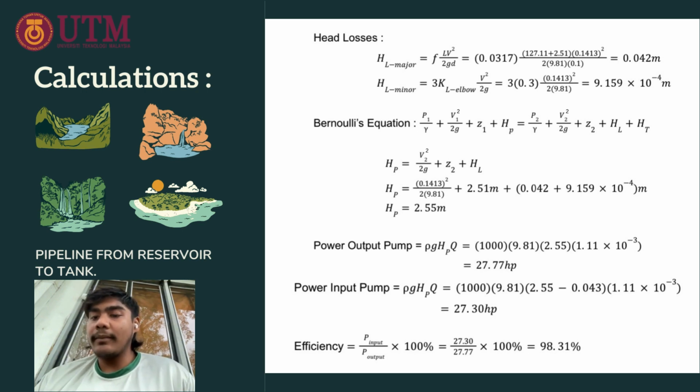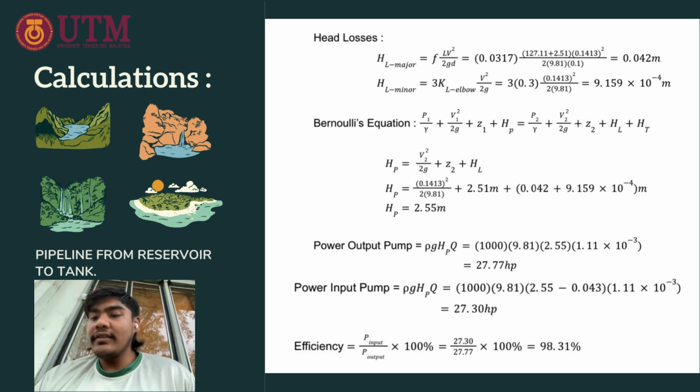Next, for the power input for the pump, we also use the formula rho G HP Q. But for the power input, our HP, we minus the head losses. So we neglect the head losses in the power input. And after we calculate, we got the power input for the pump is 27.30 HP.